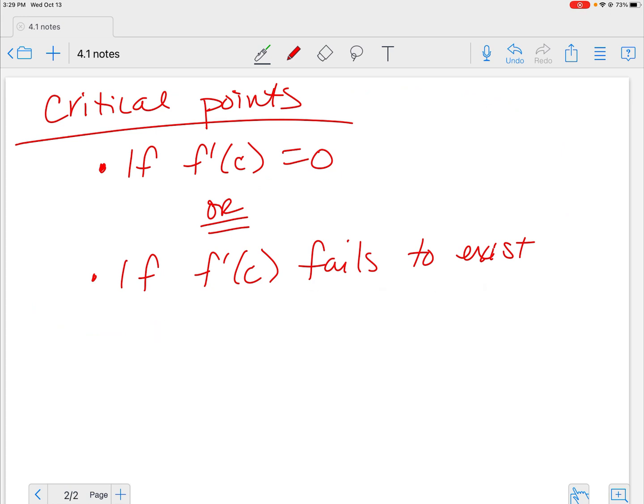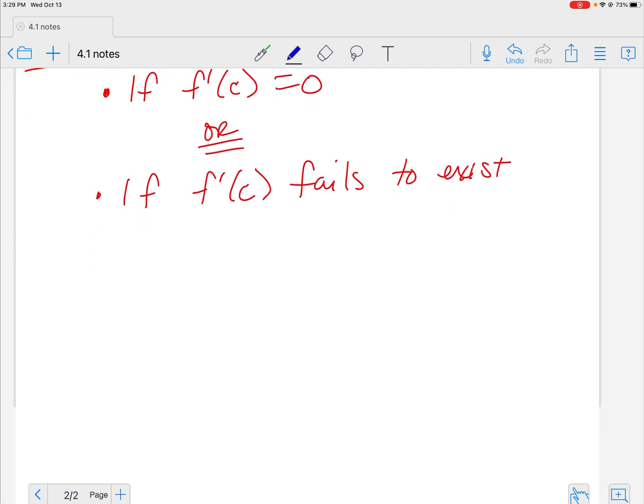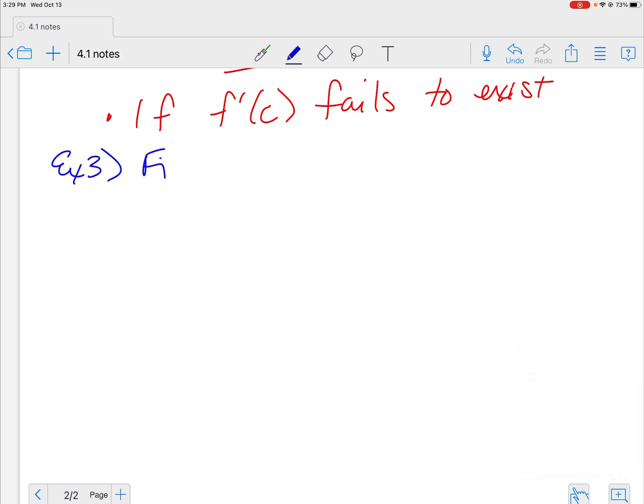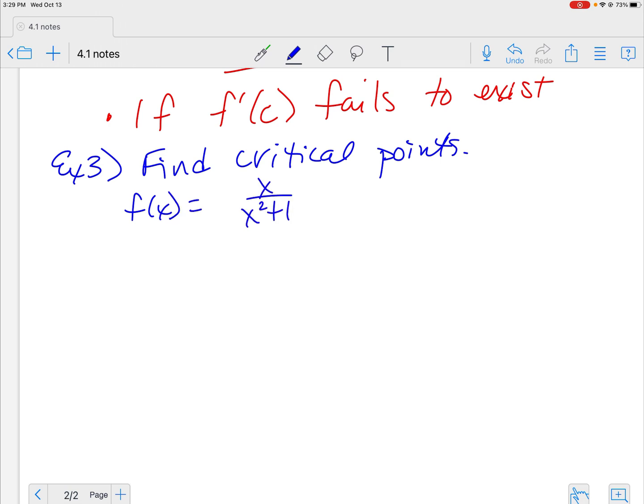Okay, now let's try this one on here. We'll get some algebra under our belt here so that we can find some critical points. So here's example 3. Find critical points. Given f of x is equal to x over x squared plus 1.